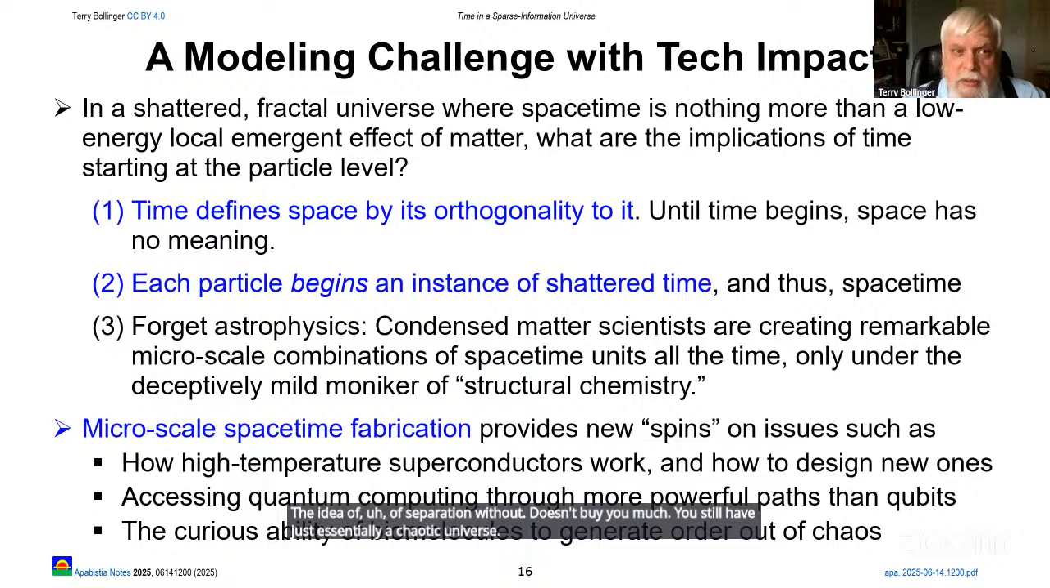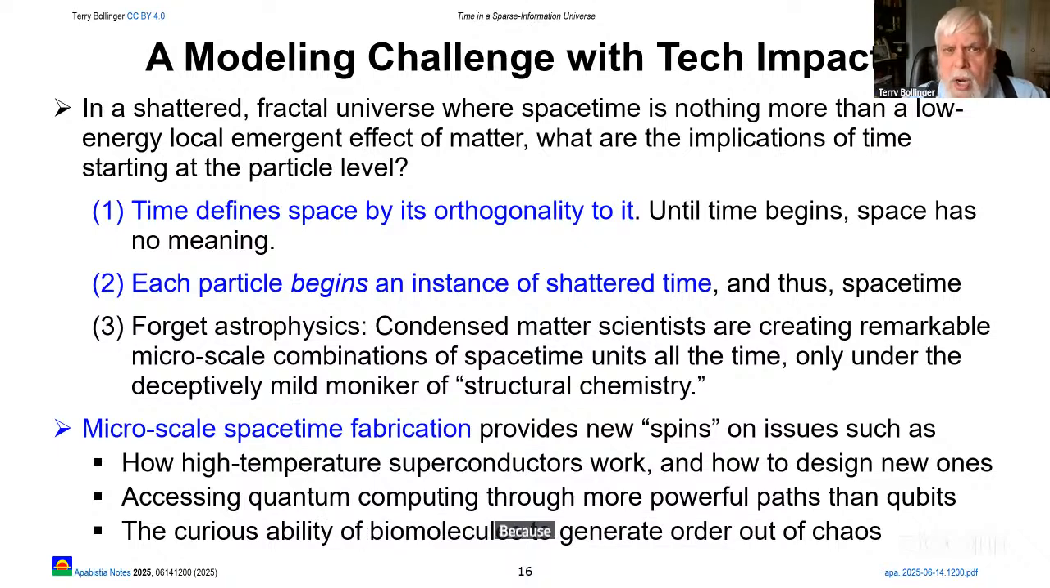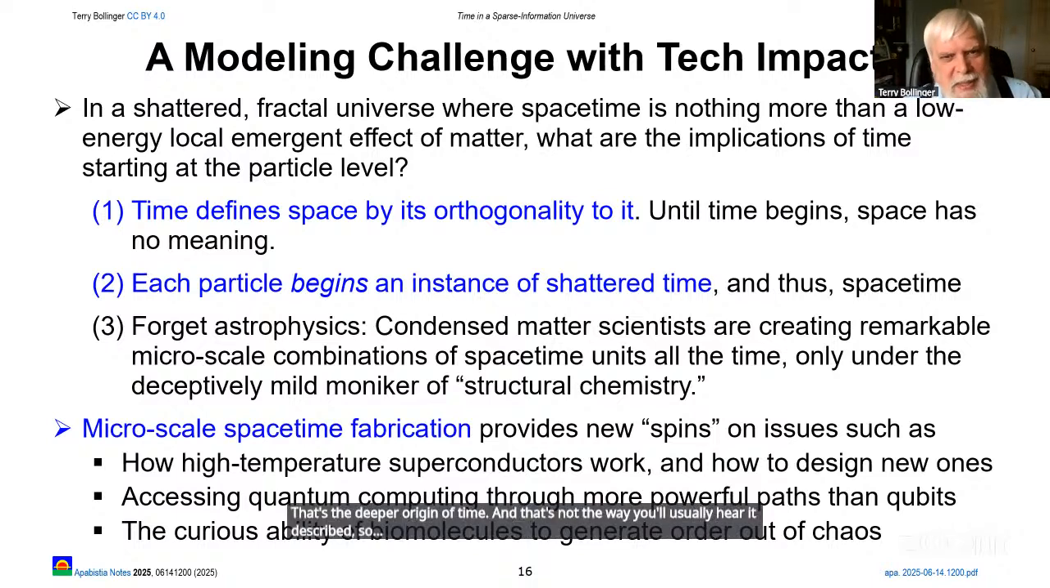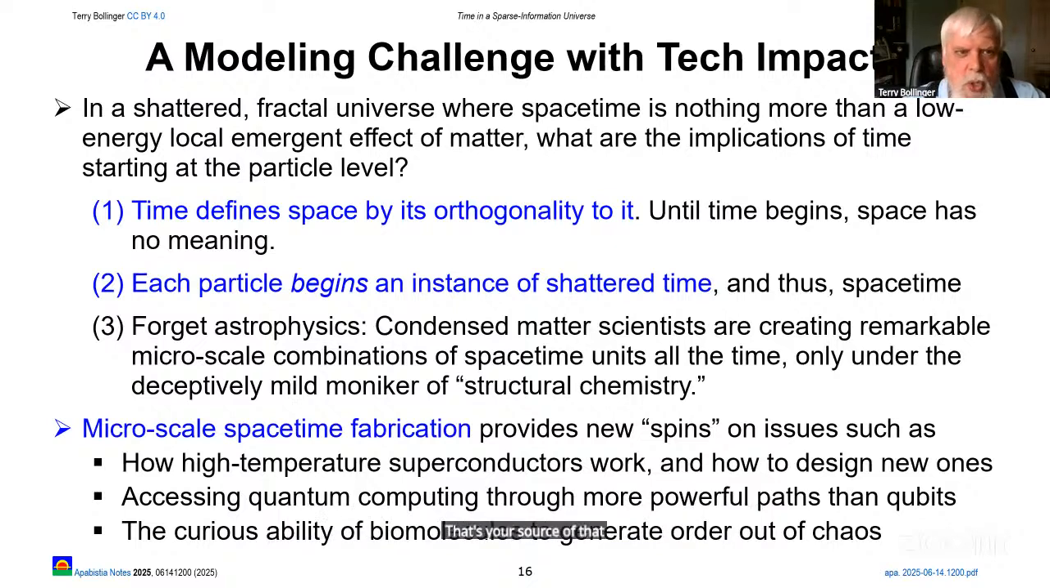Our universe gives us something much more interesting, which is these space-time constructions that are energy rich and much more precise, but they're also bottom up, because the time starts at the particle level. Whatever is making particles spin, that's the deeper origin of time. And that's not the way you'll usually hear it described. But I would stand by that rather strongly, that's your source of that. But it also means you can start building up from that.